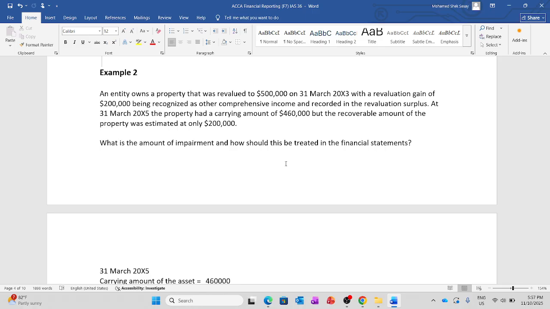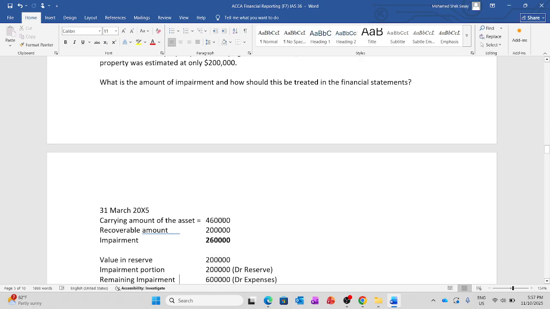So now we need to understand something. The asset had previously been revalued, and a gain of 200,000 is currently in the revaluation reserve. Then at the same time, the asset has been impaired, right? The property had a carrying value of 460, which is the carrying value after depreciation. So now the recoverable amount is 200. So there is an impairment of 460 minus 200. So we have an impairment of 260. Look at this here. So now how are we going to account for this impairment of 260?